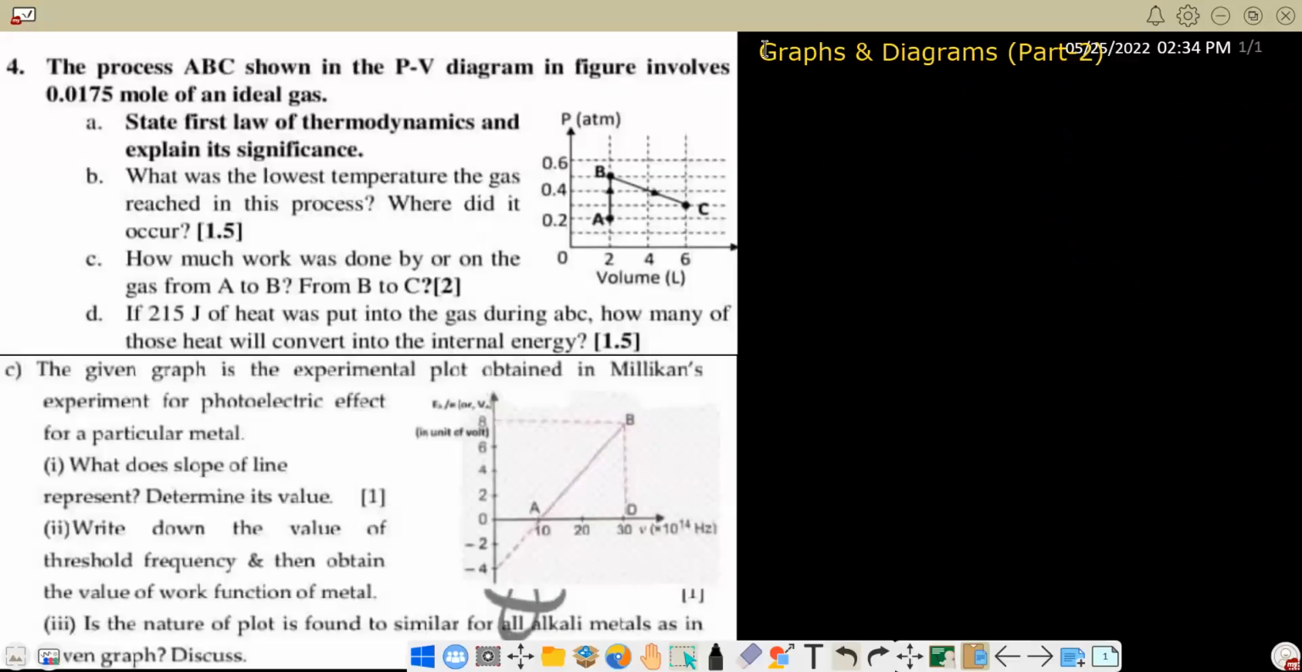Hello everyone. So today we are going to discuss the solution of graphs and diagrams part 2. Okay, let us begin the discussion from here.